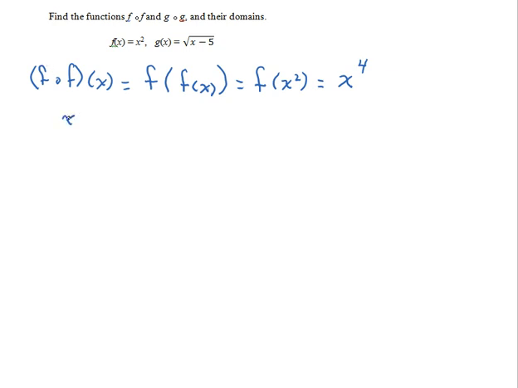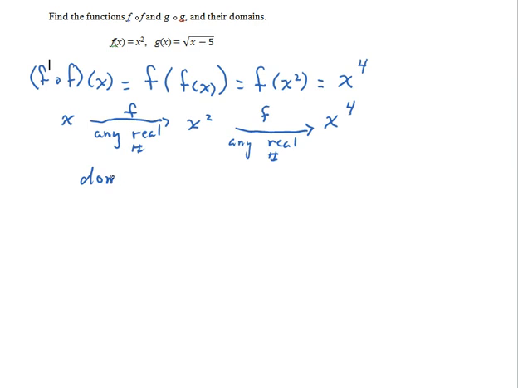Now this time, if we look at what happens to x, f is applied twice. The first time we get x squared, the second time we get x to the fourth. In each case, the domain is all real numbers. And so the domain of the composition of f with f is all real numbers, or the interval from negative infinity to infinity.